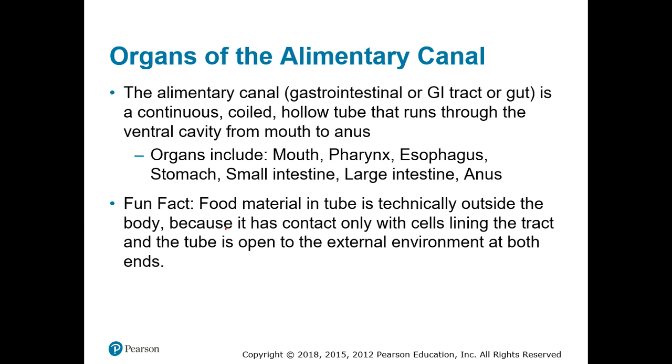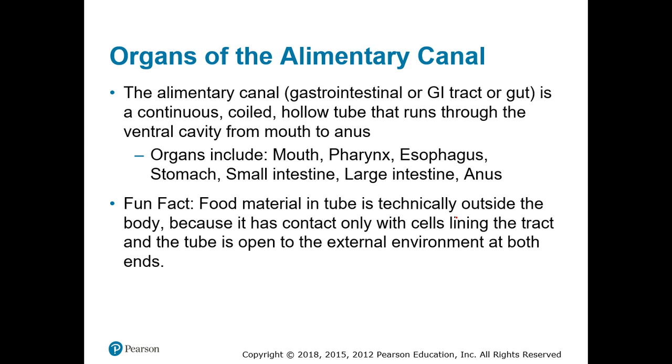So the first part we're going to focus on is the organs of the alimentary canal. The alimentary canal, also known as the gastrointestinal or GI tract, sometimes goes by the name gut. It is a continuous coiled hollow tube that goes from our mouth to our anus. So, of course, the organs it includes are your mouth or oral cavity, your pharynx, which we learned about in the last section, esophagus, stomach, small intestine, large intestine, and eventually your anus.